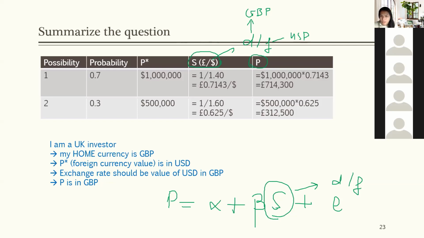Asset value, this is something you have to compute for this question. The home asset value is the pound value of the asset. To compute this number, you take the foreign asset value times the exchange rate.